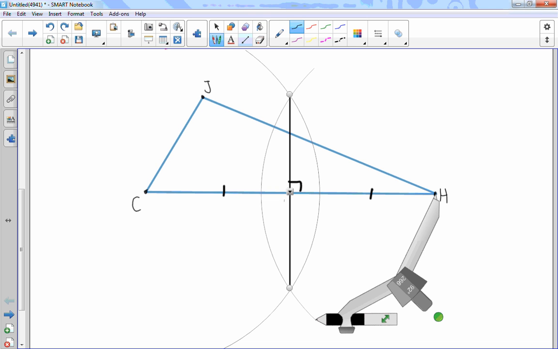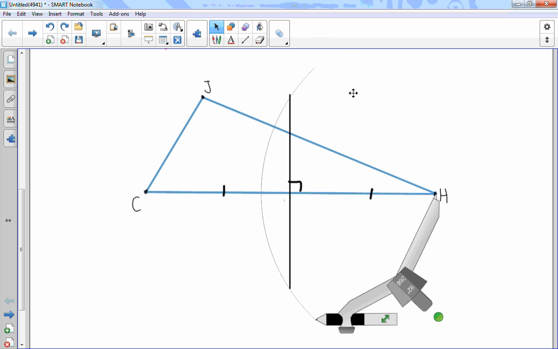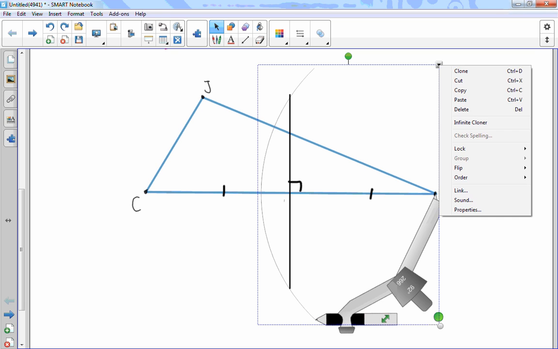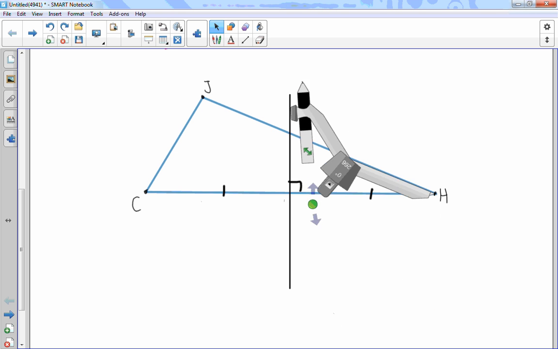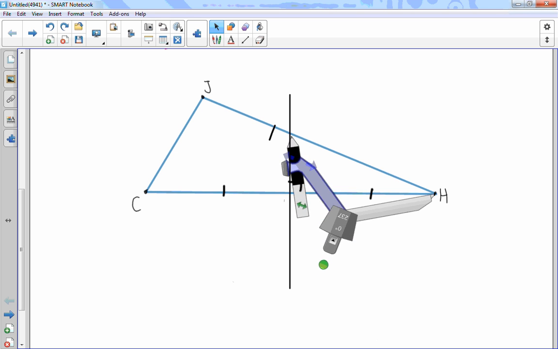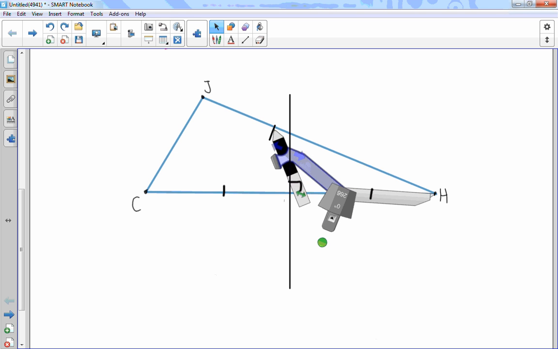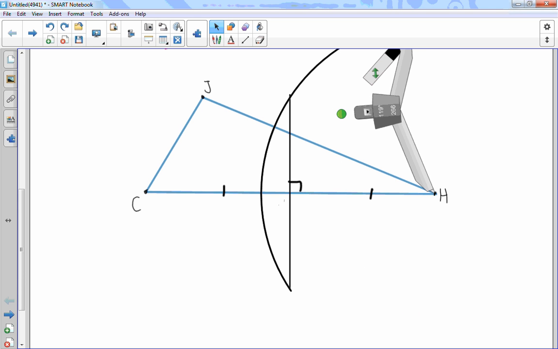Okay, next. If you want, you can erase the arcs because we don't need the arcs anymore, but don't erase the perpendicular bisector. Okay? Now, I'm already on H, so I'm going to make a perpendicular bisector for JH. Make sure you move out more than halfway and do another arc using H as your anchor point.